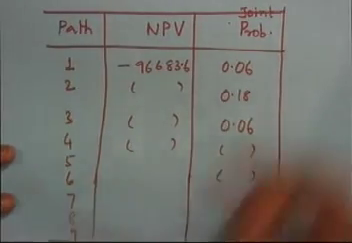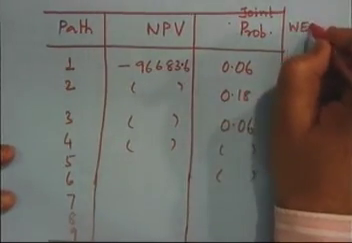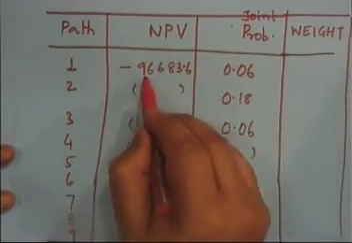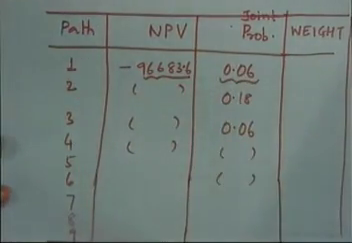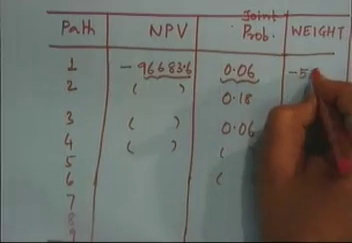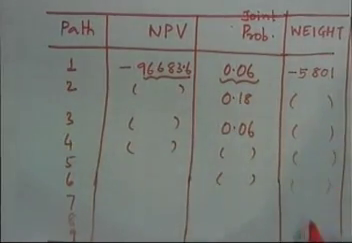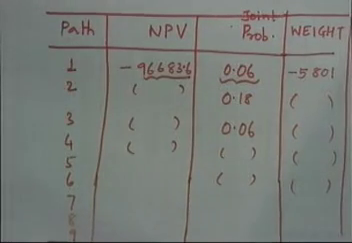And then you calculate the weight. Weight of each path will be given by net present value multiplied by joint probability. So, that means for this particular path, the weight would become minus 5801. Likewise, I have to calculate the weight for each of the 9 paths, and then I have to sum it up. And the total weight, the summation of all the weights of different paths, is giving me the net present value. Is the process clear to you, technology class?